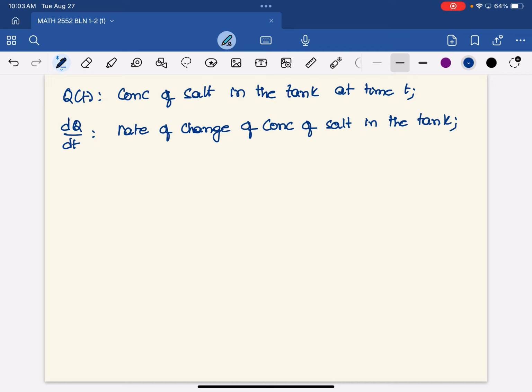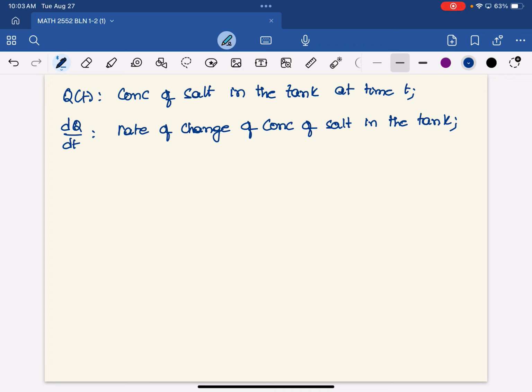If the incoming fluid has no salt, or is pure water, then what happens? It becomes diluted and the salt concentration decreases. So the salt concentration is changing with time. That's why dq dt is the rate of change of concentration at any given time t.